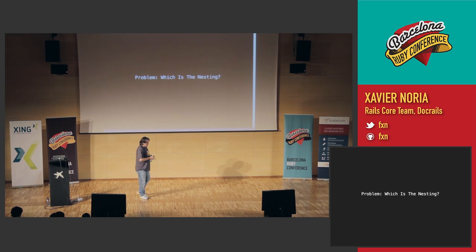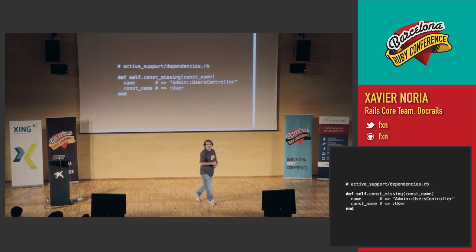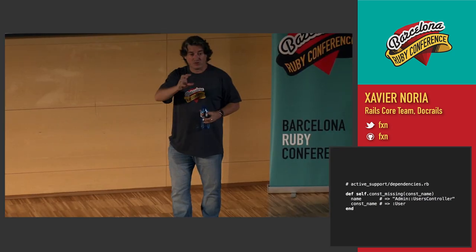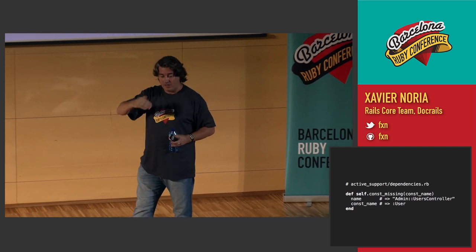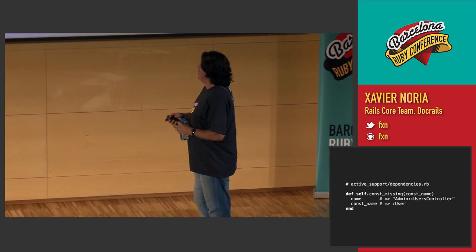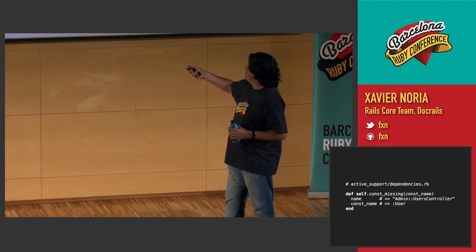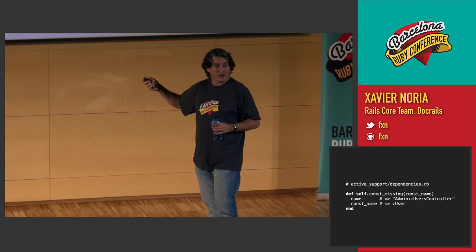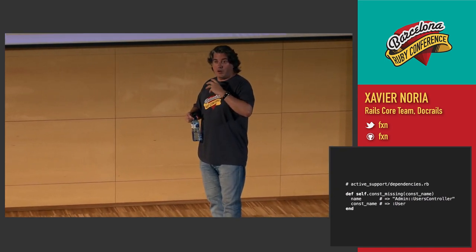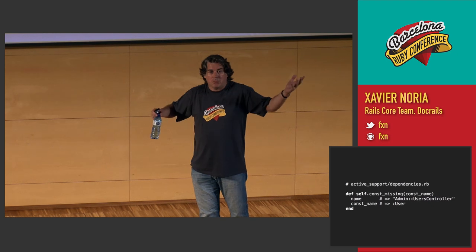And this is not the constant resolution algorithm. Why? Because you cannot emulate constant resolution algorithms with const_missing. The first problem is nesting. You do not have nesting information, and the nesting, which reflects the scope, the namespaces you have nested at the point where the constant was missing, is not passed to the const_missing hook. In the const_missing hook, I know who I am, and I know which constant is missing, but there's no more information.